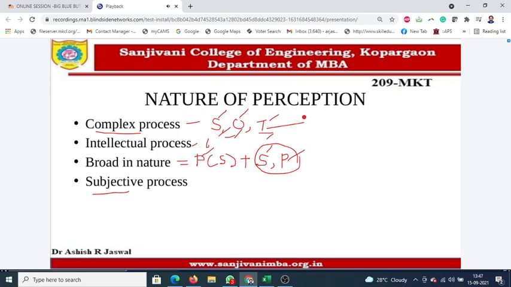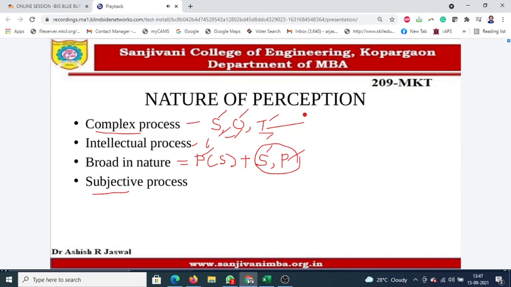Because these two people have been impacted by background, learning experiences, motivation, and personality, which would be different from each other. Hence, it is going to be a subjective process, because the stimuli which is the same for two persons, their interpretation would be absolutely different. That is what we need to look at.